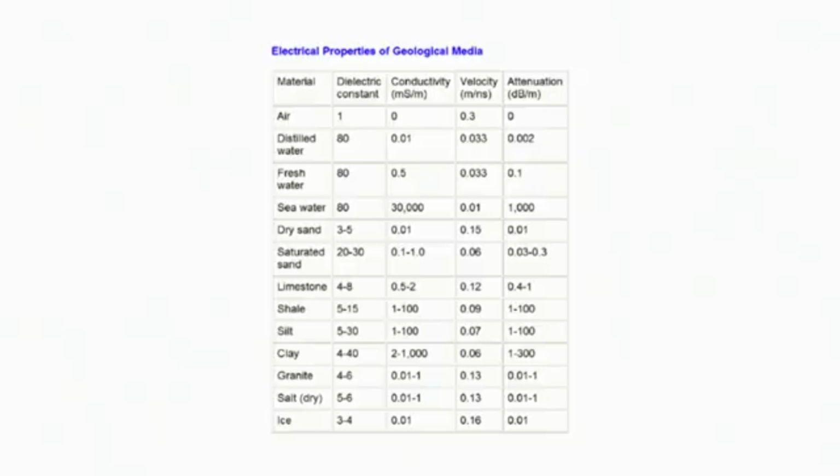Welcome to this NPTEL lecture on principles and techniques of modern radar systems. We were discussing ground penetrating radar, and we have seen the theory behind that. Now, the electrical properties of various geological media you can see in the slide.